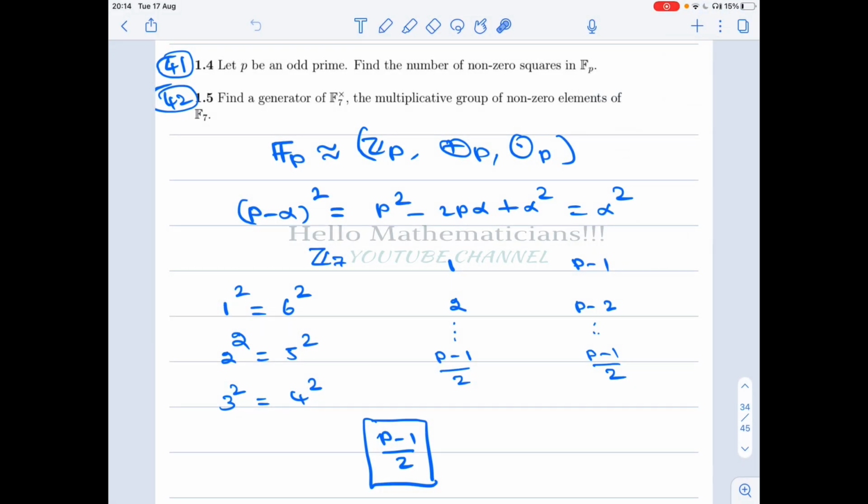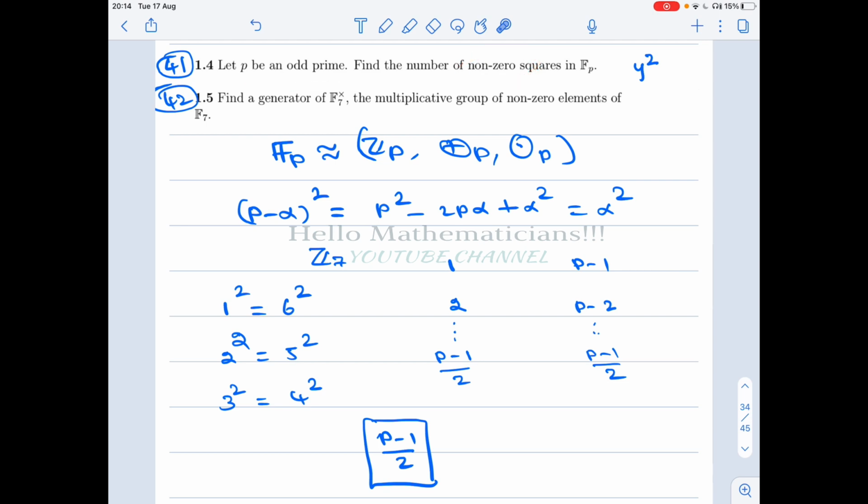Okay, so let P be an odd prime. Find the number of non-zero square numbers in FP. Square number means any number of the form y square for some y belonging to FP. If you take y to be 0, then y square is 0, but we want non-zero square numbers. Let's see how to do this problem.